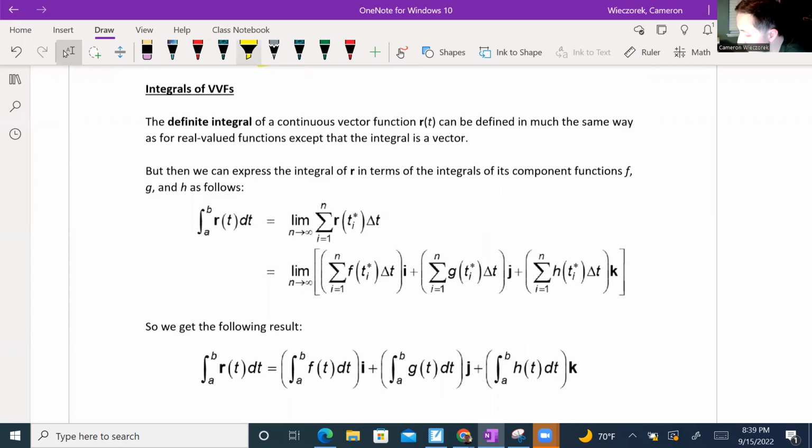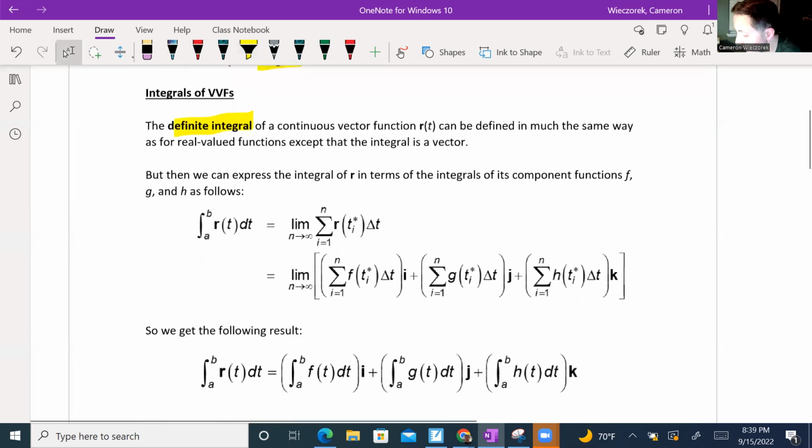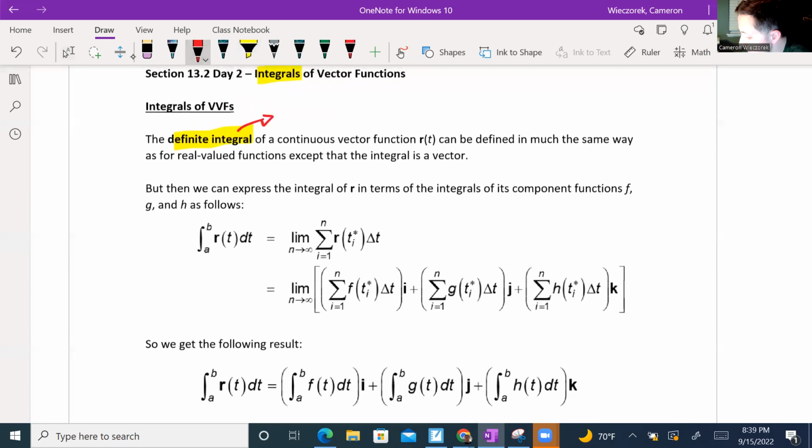The definite integral of a continuous vector function, or vector valued function r of t, works very similar to how you have done it for functions of a single variable. Remember, definite integrals are the ones that have bounds. So just as a reminder, that looks something like this: integral from a to b of f of t dt. Okay, difference being now that's only going to be one of our components. You're going to have something that's either two-dimensional or three-dimensional, so every single component is going to be an integral itself.